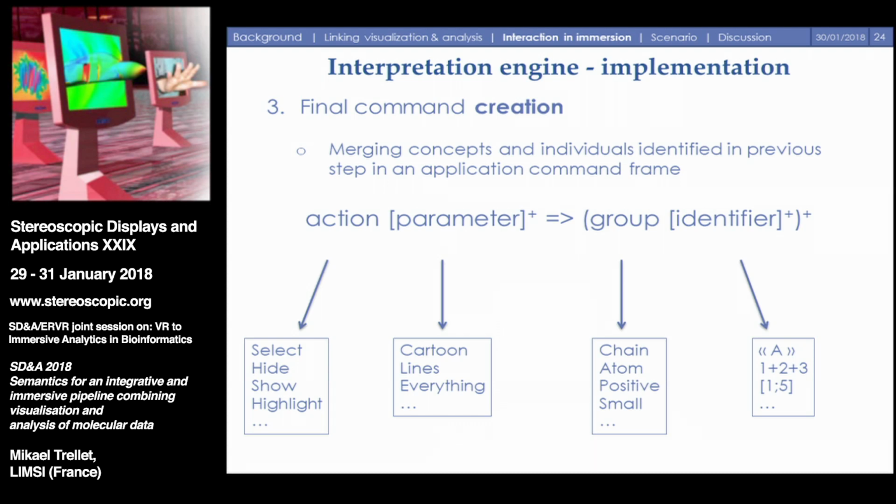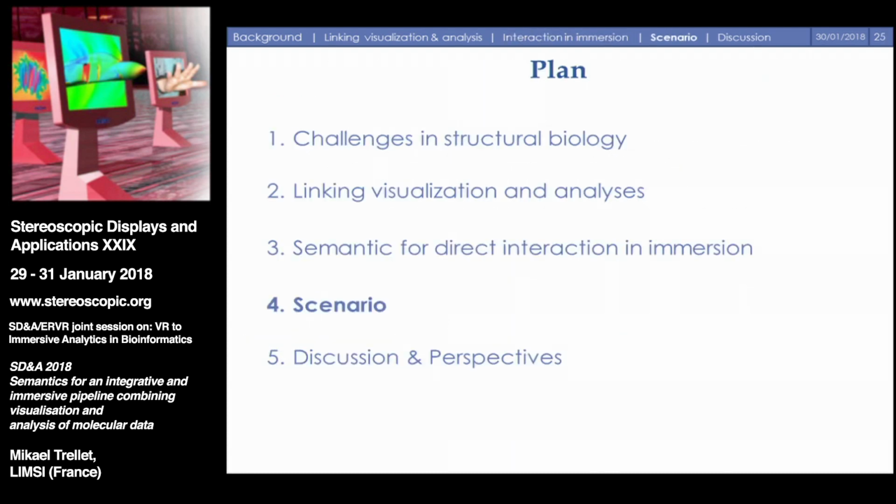You can get just the action. If it's a selection, you might just get the action without a parameter, and then you apply it to a group, together with an identifier or not. And so thanks to that, just by emitting a vocal command with some keywords, you get access to a full command that you can apply to your spaces.